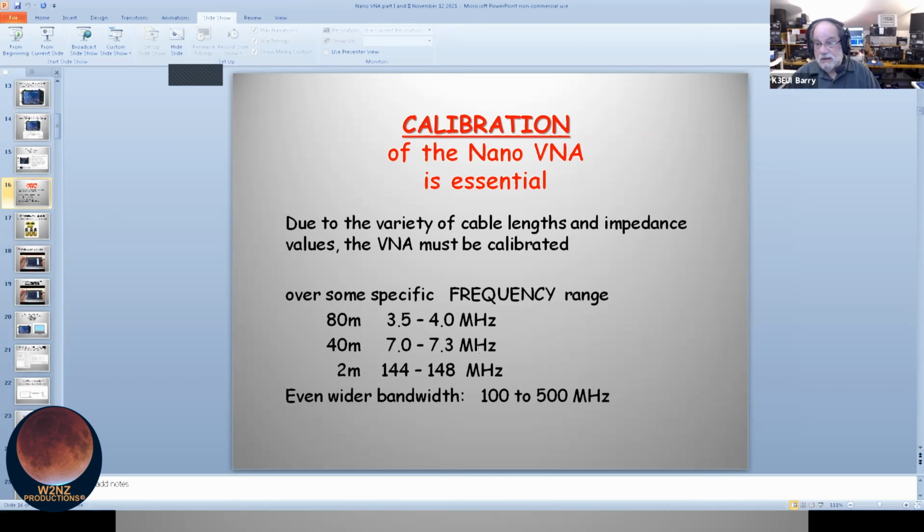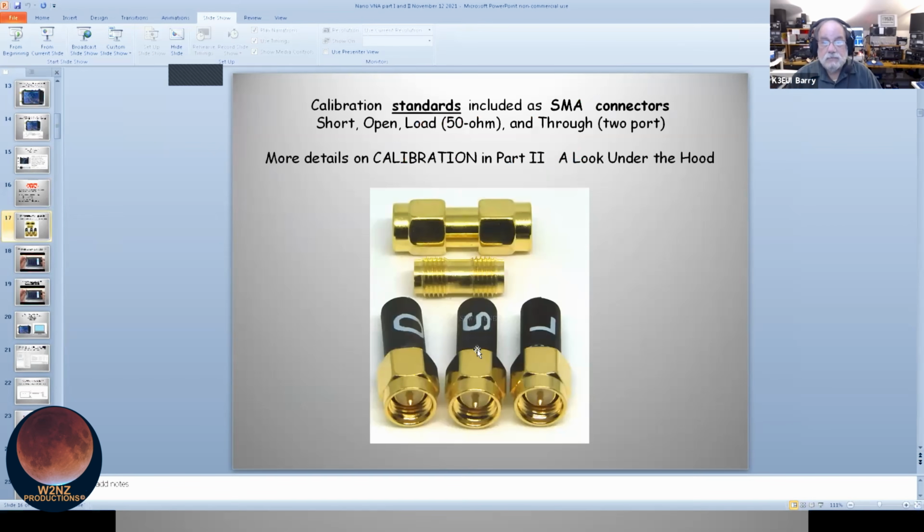Once you calibrate it, you can save that calibration. So every time you pull it out of the box and take it out in the field, you don't have to recalibrate it. So here are the calibration standards. They're built into these little SMA connectors. So you have an O, an S, and an L. An open means the pin and the shield don't touch. A short, the pin and the shield have a little wire connecting. And the L, that's the key. The L is the load.